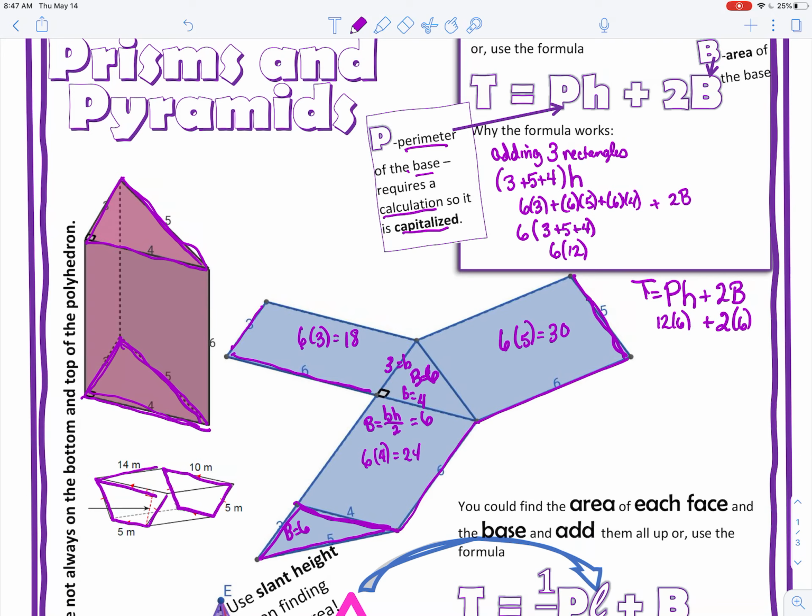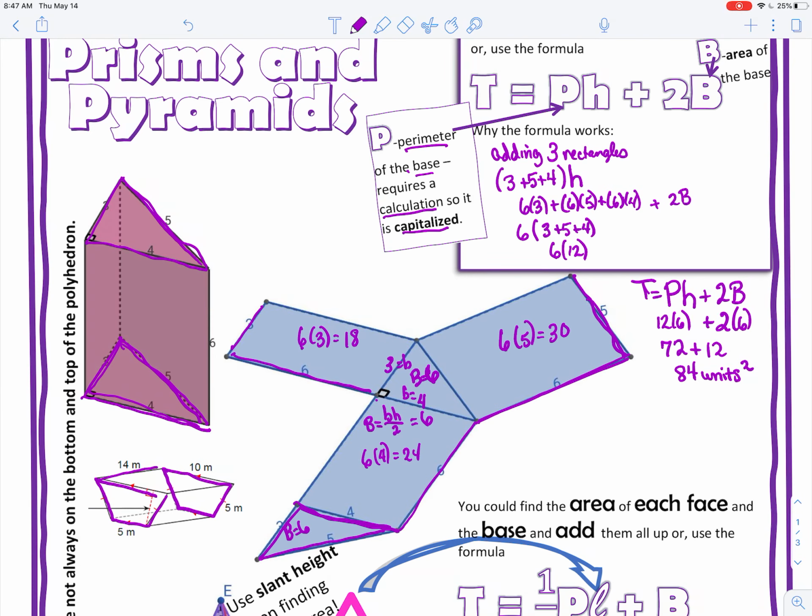And again, this height is not the height of the triangle, it's the height of the prism. It's the side that connects the 2 pieces together. So we will have 72 units squared and another 12 units squared for a total of 84 units squared.